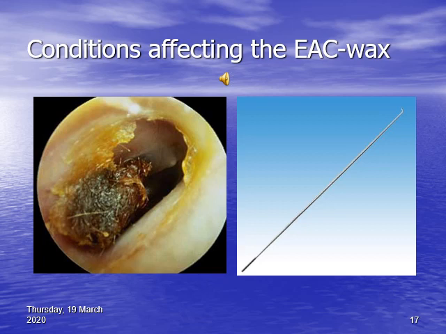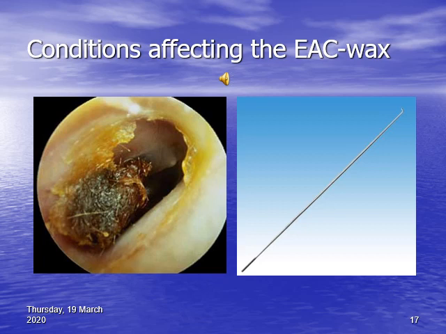The color: brown, red, blue, black, white. It differs from person to person. What is the problem in the wax? There is no problem in the wax at all. The wax is a normal defense mechanism, and the wax, from its constitution, should be produced in the outer 1/3 of the canal.